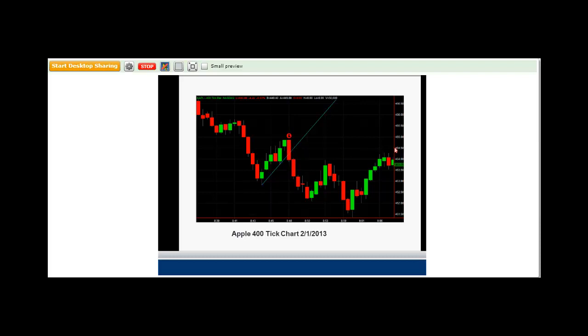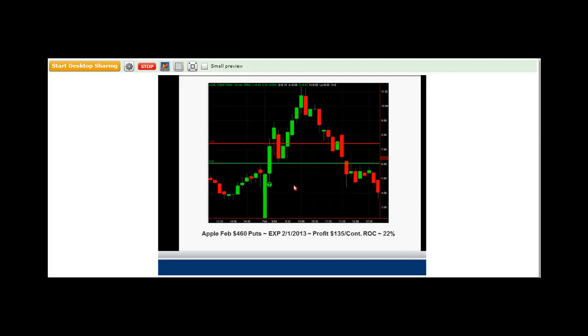It broke at around 454.50 on Apple and moved down to a low of about 452.25 from that break. So you could have sold the shares short and made a pretty good return, 200, 250 bucks per 100 shares, or you could have done options. On this particular one, I did the 460 puts. Those were expiring that day, so they were very cheap. This was like a 68 delta, so every $1 move in the underlying, this would move up 68 cents.